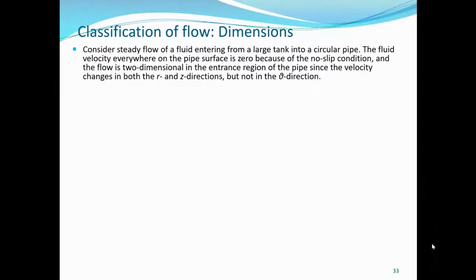Now, consider a steady flow of fluid entering from a large tank into a circular pipe, which we have shown in the figure below, where we described what is meant by developing flow and fully developed flow velocity profile. The fluid velocity everywhere on the pipe surface is zero because of the no-slip condition, isn't it? And the flow is two-dimensional in the entrance region of the pipe, since the velocity changes in both r and z directions, but not in the theta direction. R is the radius, okay, that's the vertical direction, and z is the direction of flow, which is the z direction.